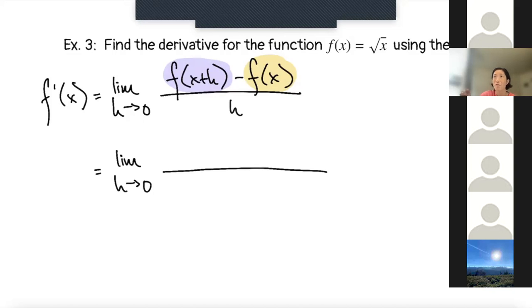All right, so for the purple part, everywhere we see the input, we're going to replace the whole input with x plus h. So we'll get the square root of x plus h minus the square root of x, all over h. And so we have our yellow part here, which is just our function, and then the purple part, which is our function with an input of x plus h.